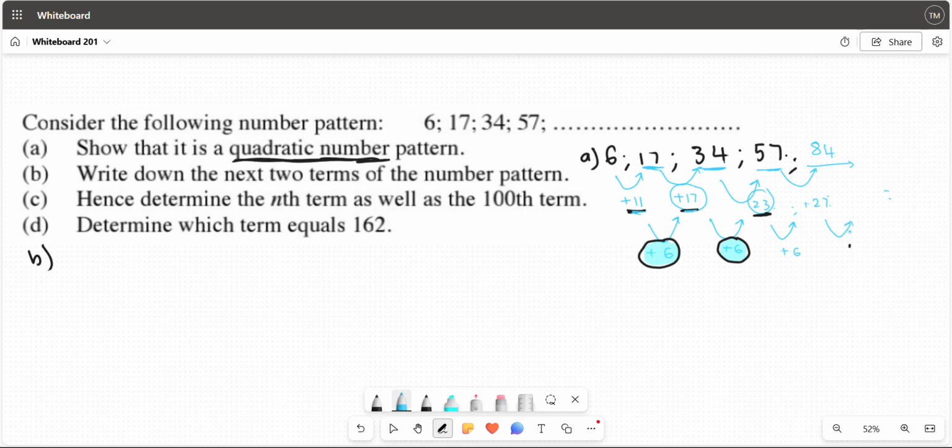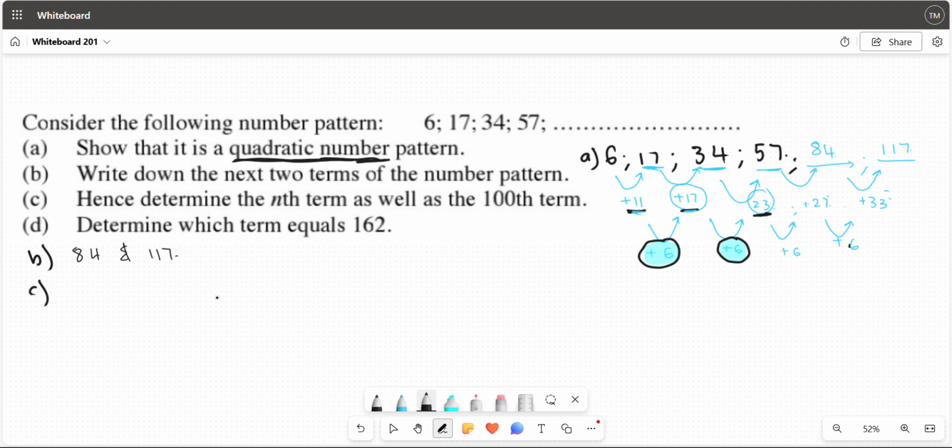And I'm adding another 6. So 27 plus 6, you add a 3, that's a 33. And 84 plus the 33 would give me 117. So to answer B, the next two terms of the pattern are 84 and 117. All right, we've answered that.